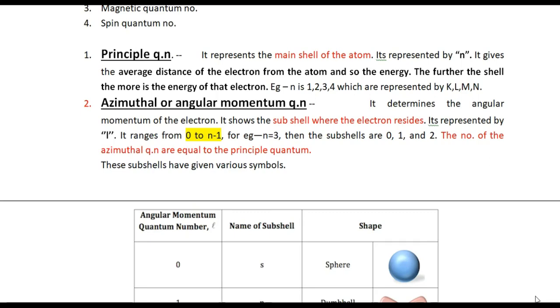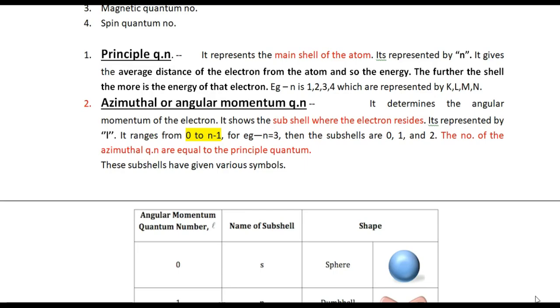The formula for finding the total number of subshells in a shell is 0 to n minus 1. It's the range from which we can find the values. For example, if n is equal to 3, then the subshells are 0, 1, 2. The number of azimuthal quantum numbers is equal to the principal quantum number. Take the previous example, n is equal to 3 and the subshells are 0, 1, 2. That means it's the same, 3 and 3.